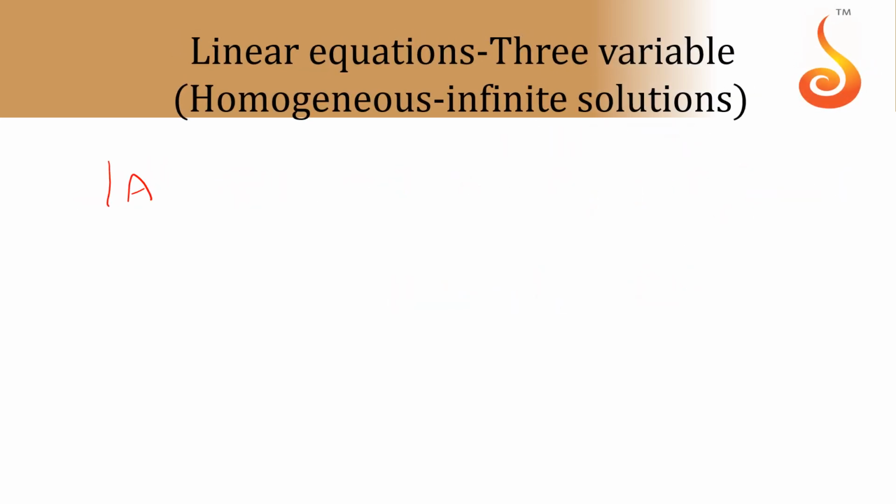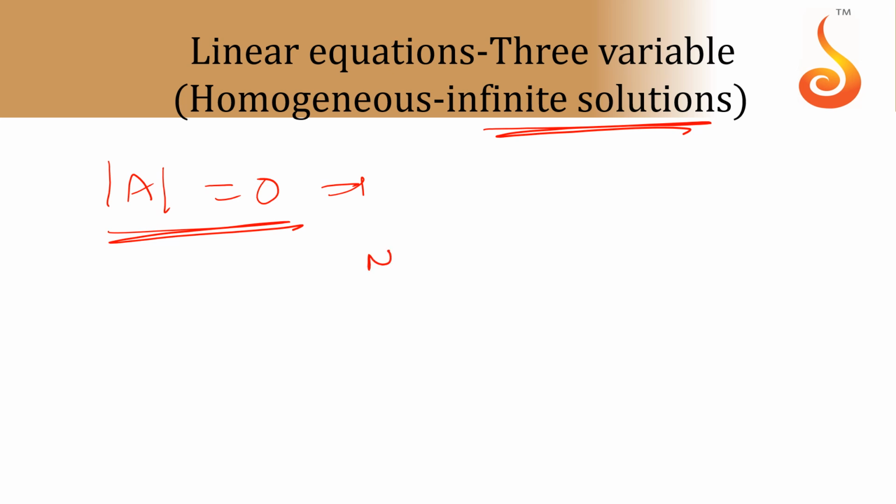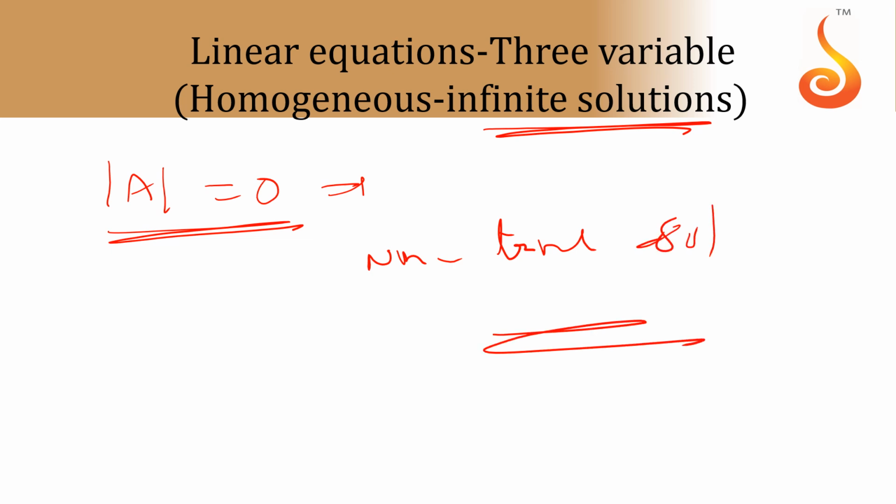Then if det A equals 0, all three planes have a line in common. A line in common means infinite values will satisfy all three planes. That is the meaning of infinite solutions. In that case det A will be 0, and the origin is also one of the solutions. They are called non-trivial solutions.